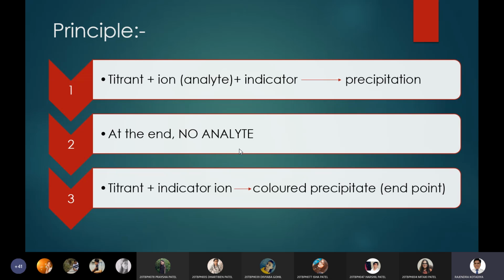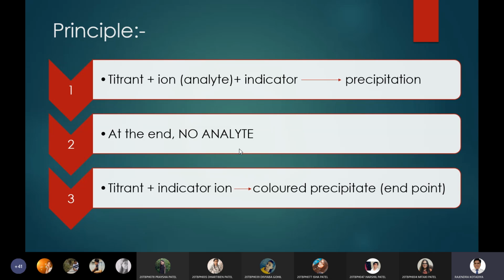Or we can also call it a precipitating reagent. So they are filled in a burette, and in the conical flask you will have your analyte in solution form, which will be ionized, and we have to check how many ions are present. That is our main aim.